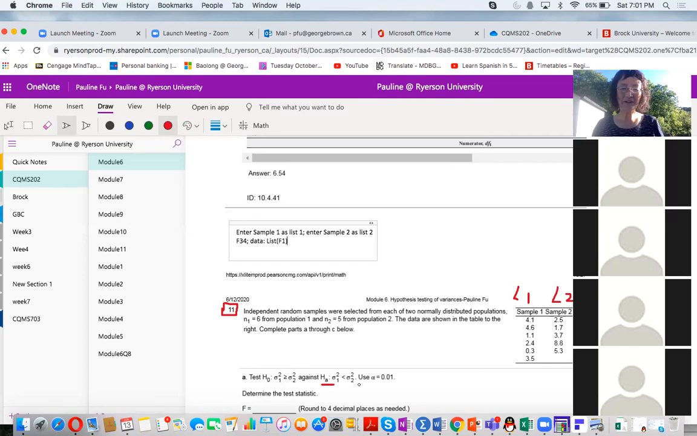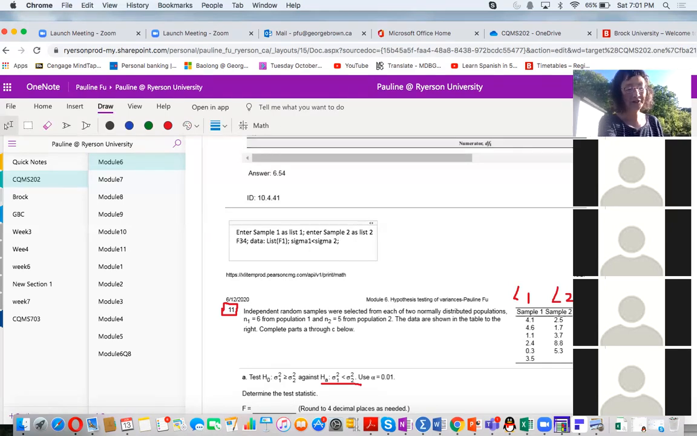In H1, what did you see? You see smaller than. So you must select sigma 1 smaller than sigma 2. I said smaller, I typed in greater. So sigma 1 smaller than sigma 2. This is important. The calculator is based on H1 perspective.